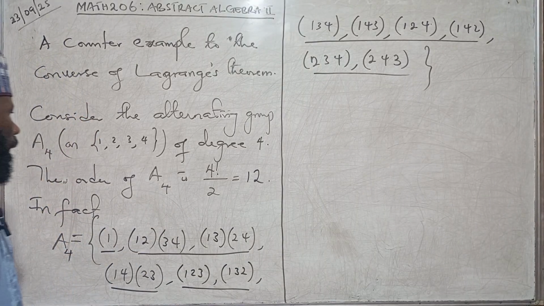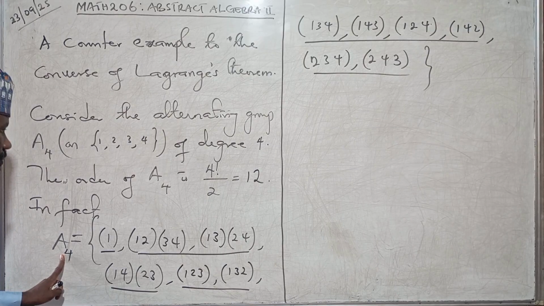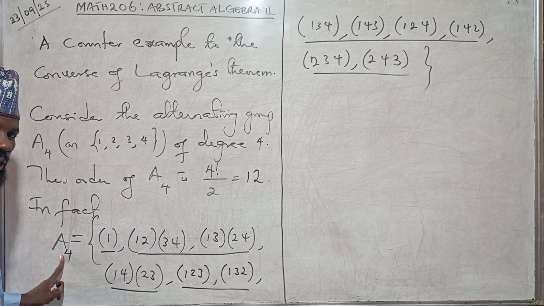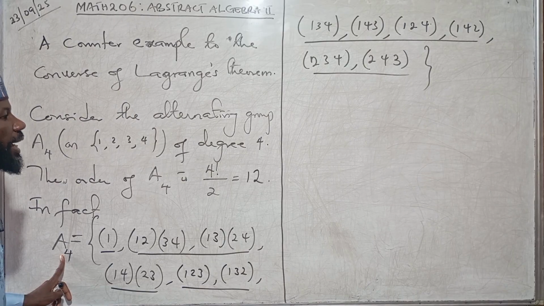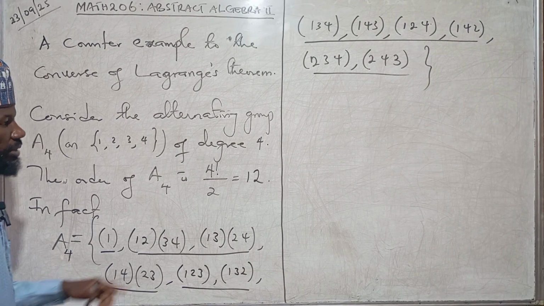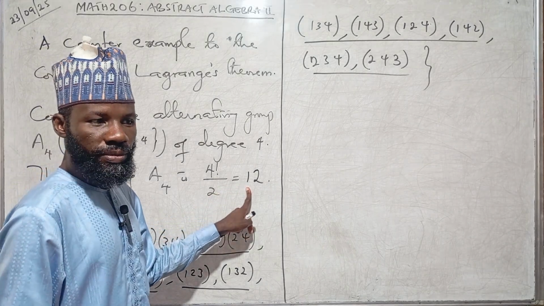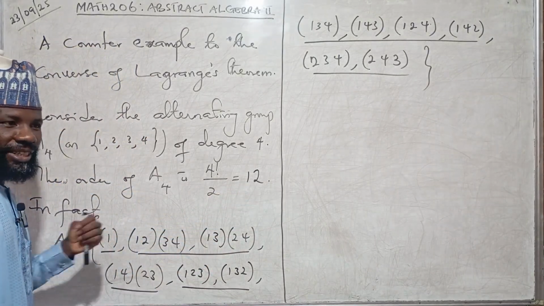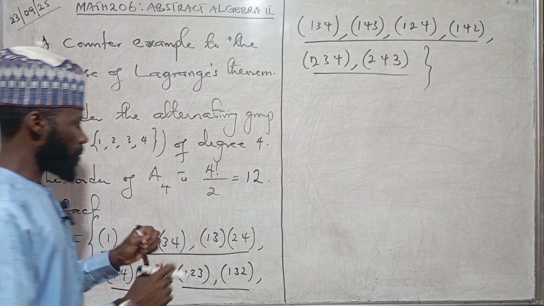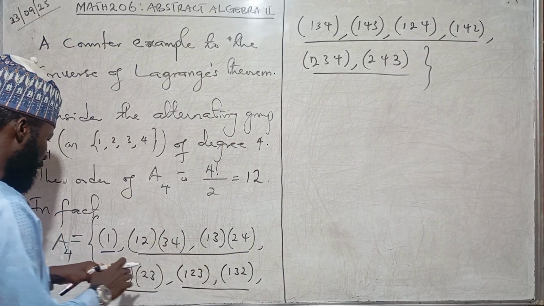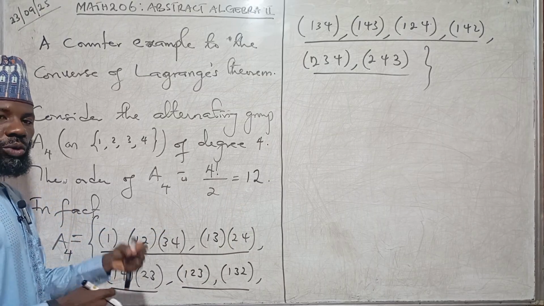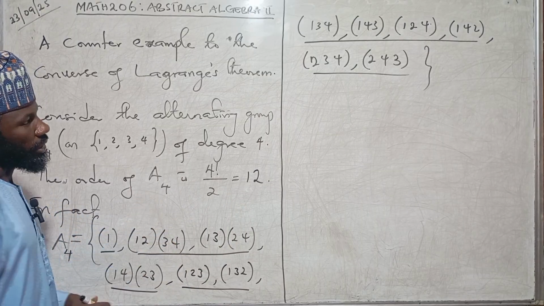If we are to have a subgroup of this group, this is the group we are looking at as our group G of order 12. The converse of Lagrange's theorem, if it were true, would say that corresponding to every divisor of 12, we must have a subgroup of that order. But now we are going to see that 6 is a divisor of 12, but there is no subgroup of order 6 in here.